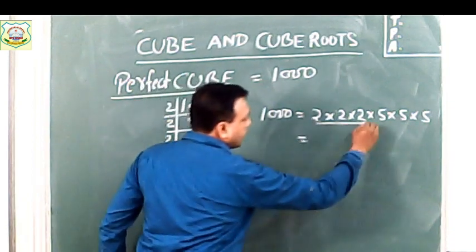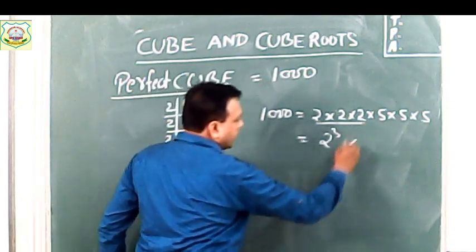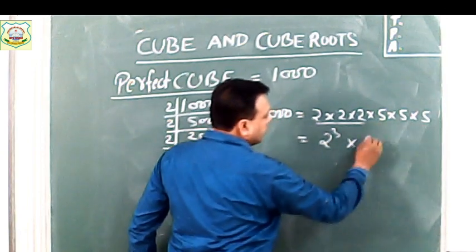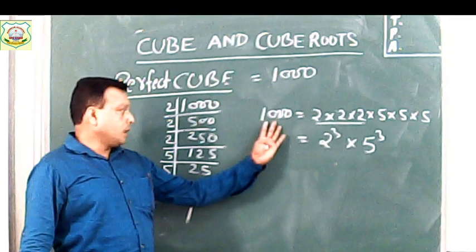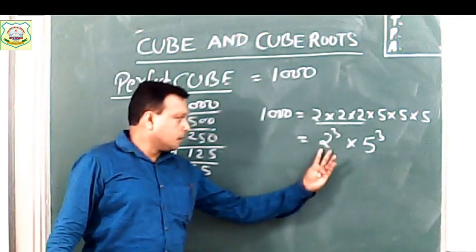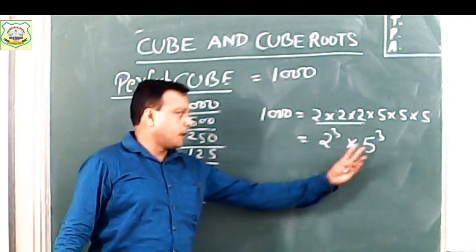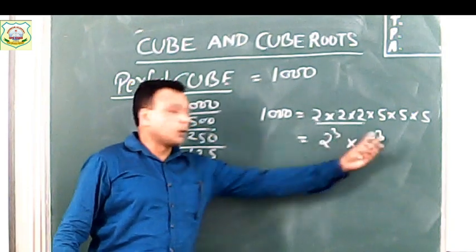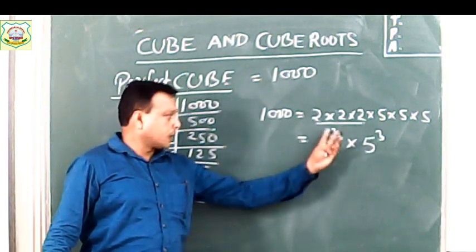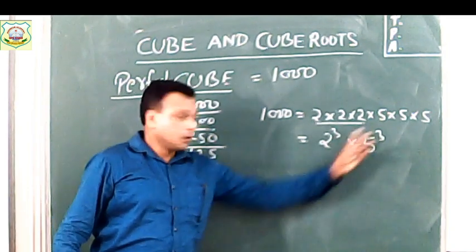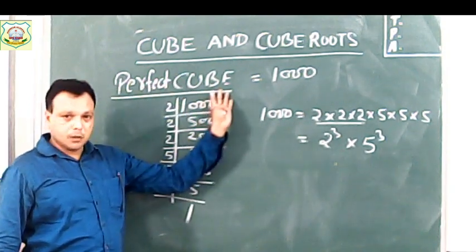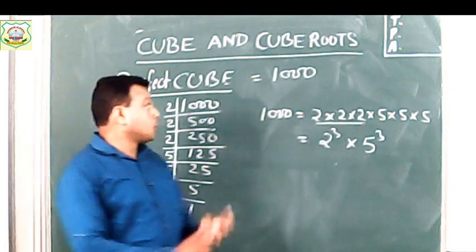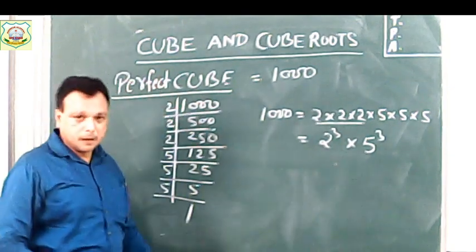Here 2 is how many times? 3 times, 2 power 3. 5 is how many times? 3, and 5 power 3. Look students, 1000 has the numbers 2 power 3 multiply 5 power 3, both in cubic form. 2 power 3 into 5 power 3. So it means 1000 is a perfect cube. Clear students? I think cube and perfect cube you have cleared.